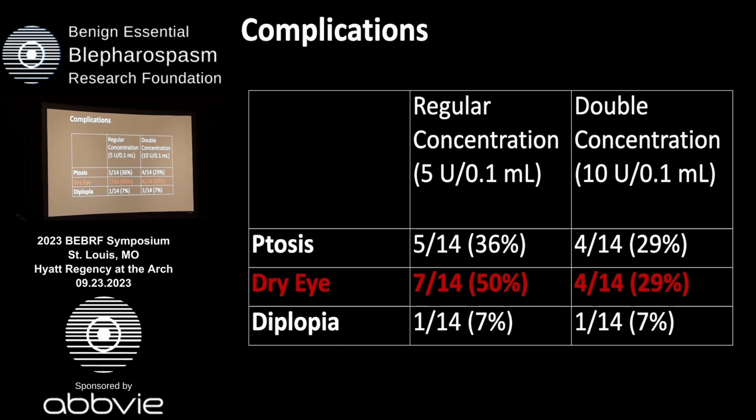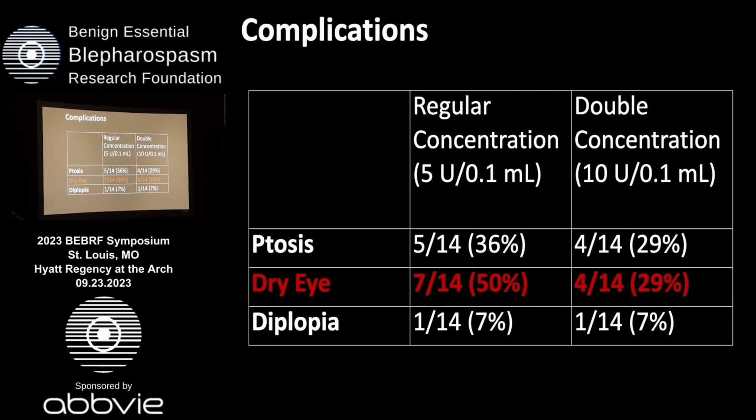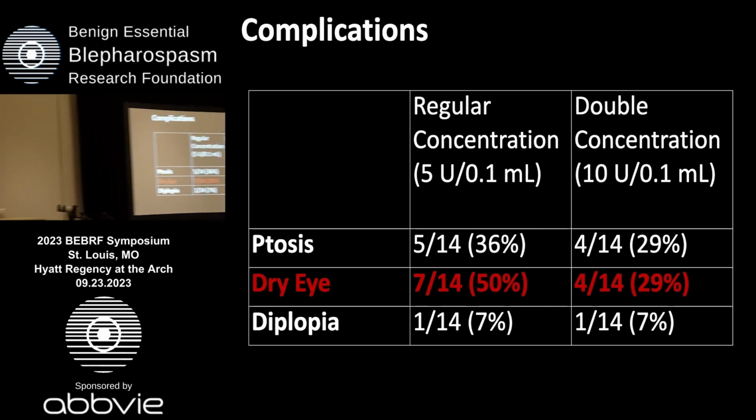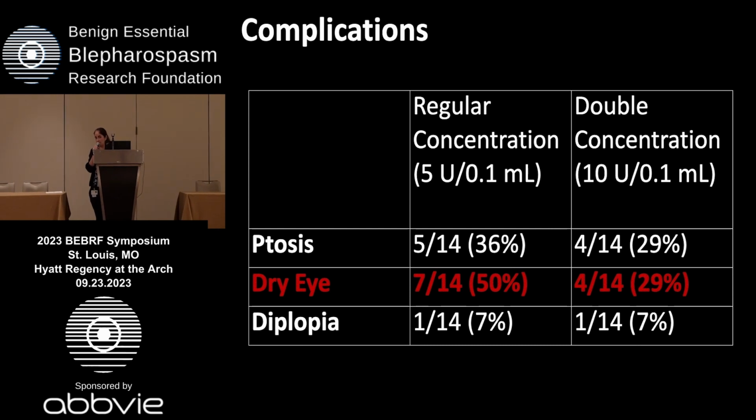In terms of complications, this is something that we really wanted to highlight. In our regular concentration group of patients, they tended to report more dry eye compared to the double concentration group. The thought is that with double concentration, you're not injecting as much fluid overall, and so that injection remains more focal in the muscle and shouldn't travel as much to cause more side effects. So that's what our hypothesis is here.